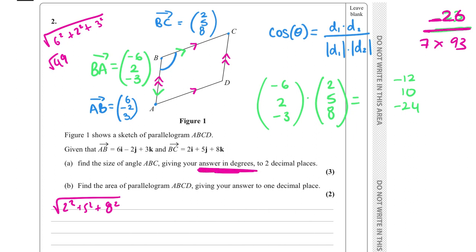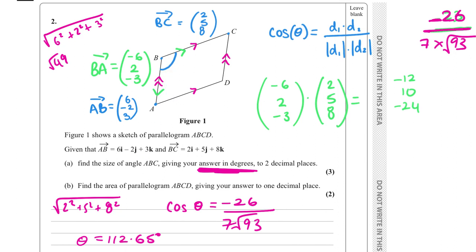Our answer is in degrees. My calculator's in degrees. I'm going to have cos of theta equals -26 over 7 times root 93. And this is going to give us 112.65 degrees. Now I'm going to look at this and realise that this is an obtuse angle.